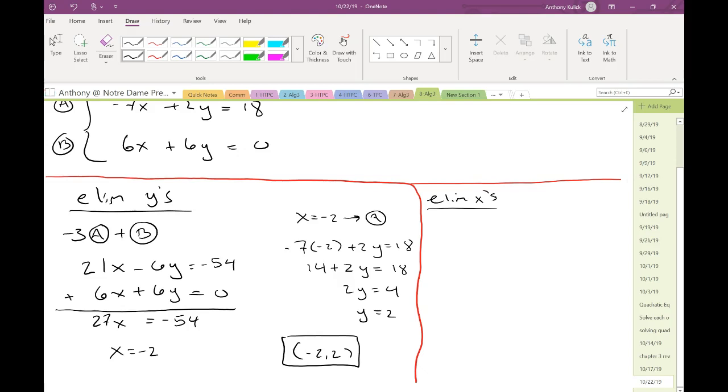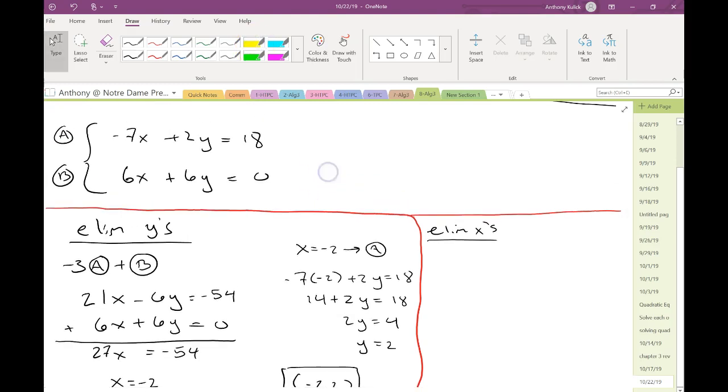But we could have just as easily done elimination on the x's instead of the y's to start with. So let's try to figure out what we would need to multiply the equations by to make the x's cancel out. Notice that 7 and 6 are relatively prime. That means they have no common divisor between them other than 1.